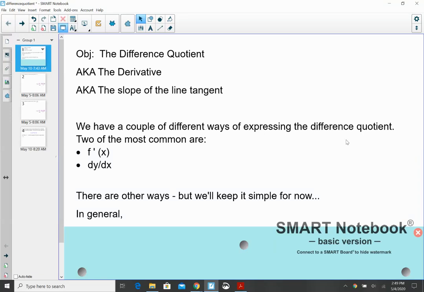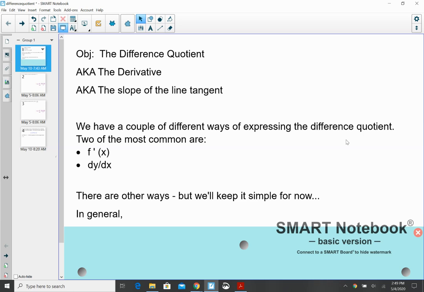Hello, everybody. Today, we're going to discuss the difference quotient, which is a pretty important thing because it is why we're going to have all these crazy rules eventually about derivatives and formulas regarding them. But the difference quotient is kind of like the DNA, the base of everything we do with differential calculus. Now, it has a couple other names. It's also more commonly referred to as the derivative. They kind of are the same thing. And it also gives us the slope of the line tangent.